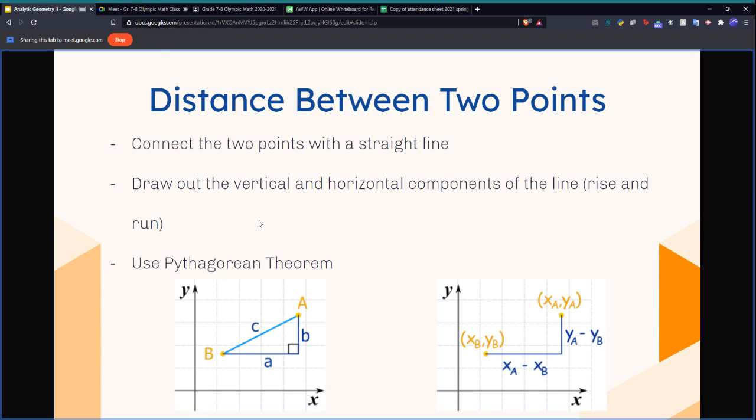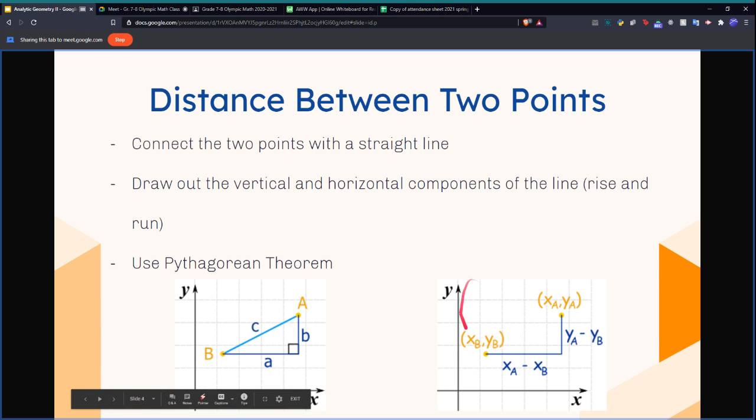So what I mean by connecting the vertical and horizontal components: look at the left diagram right here. Let me get a pointer out so it's more clear. They drew out this horizontal component called A, and this vertical component called B. B is the rise, and A is called the run. But these aren't too important. Just realize you can use the Pythagorean theorem to calculate the value of C. So A squared plus B squared is equal to C squared, and that means C is equal to the square root of A squared plus B squared.